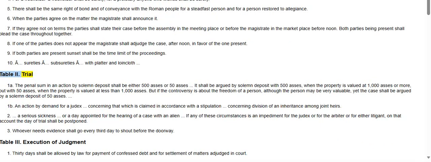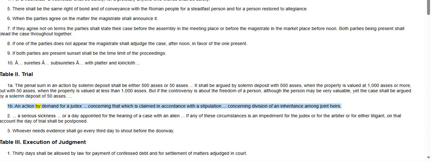Table 2. Trial. 1a. The penal sum in an action by solemn deposit shall be either 500 asses or 50 asses. It shall be argued by solemn deposit with 500 asses, when the property is valued at 1,000 asses or more, but with 50 asses, when the property is valued at less than 1,000 asses. But if the controversy is about the freedom of a person, although the person may be very valuable, yet the case shall be argued by a solemn deposit of 50 asses.